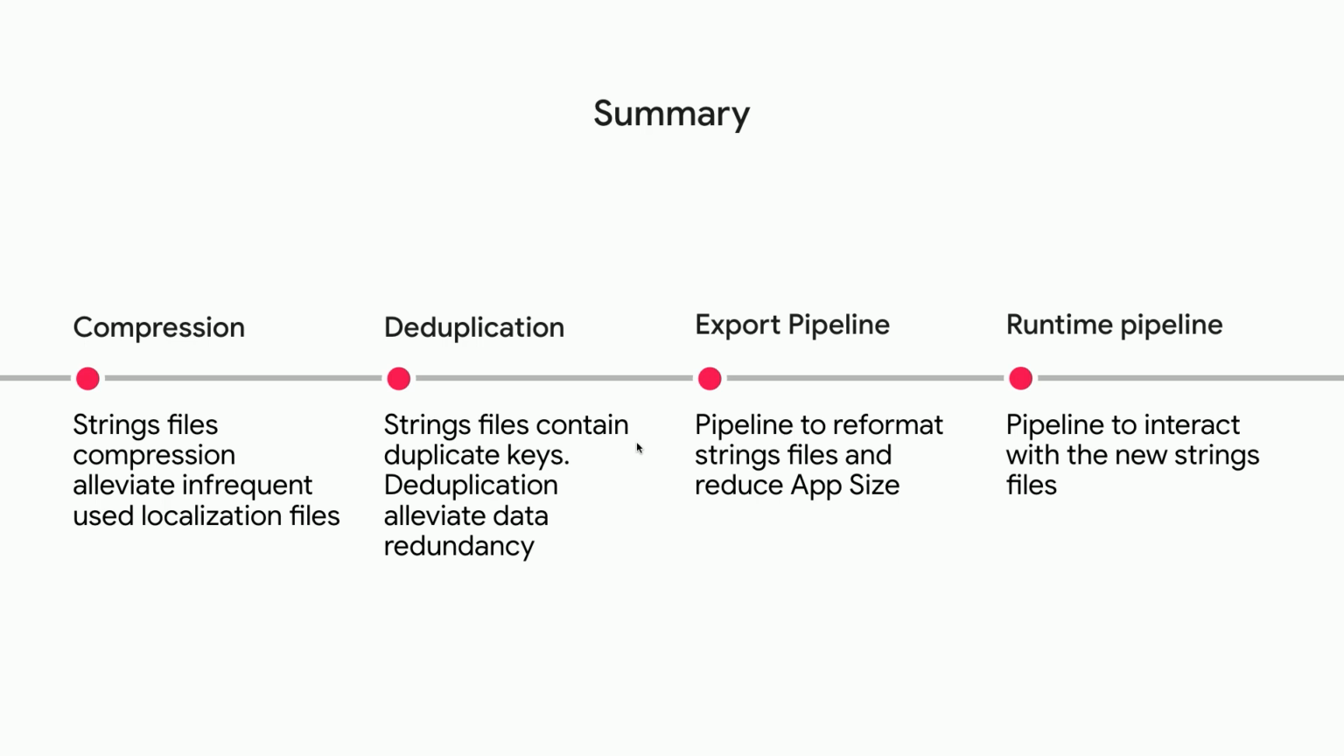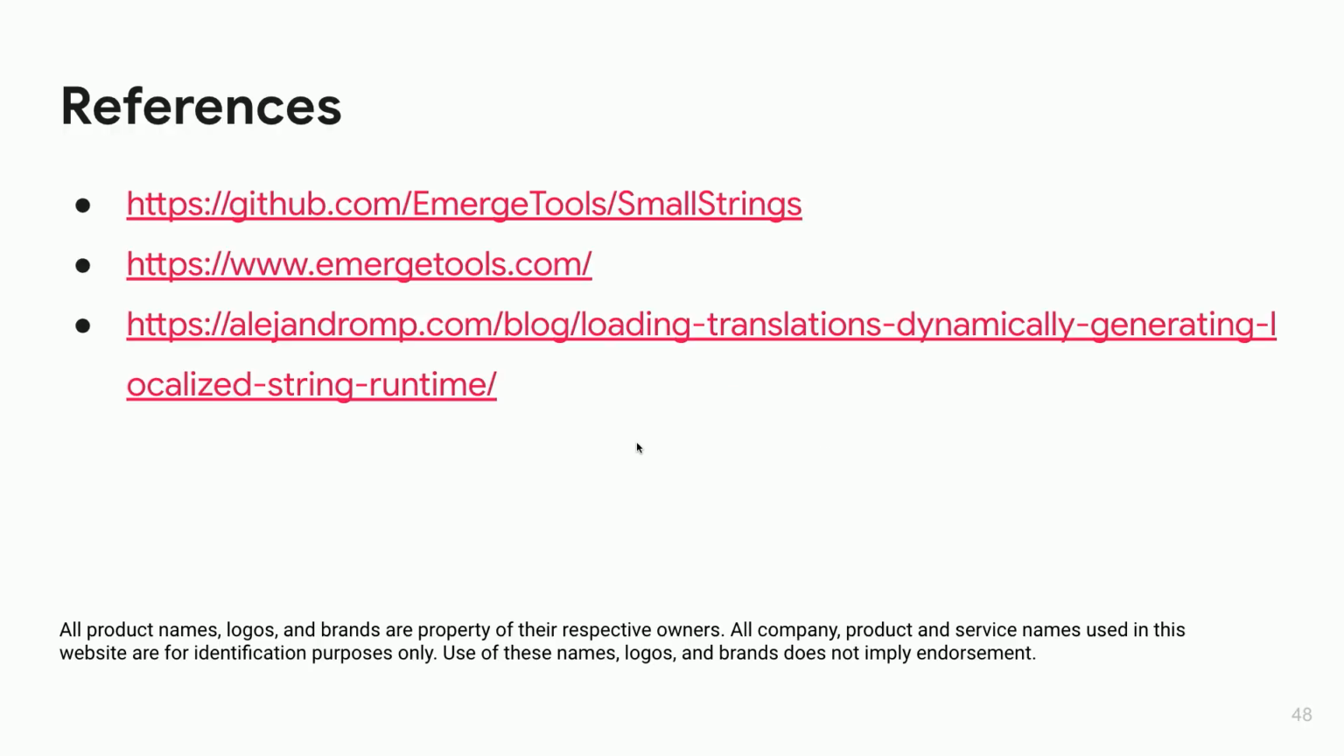So as a summary, we saw how compression can help us alleviate the app size of those infrequently used localization files. Then we saw how deduplication can remove redundant data in our strings files. Finally, we saw how Airbnb uses an export and build pipeline to reformat the original files, and how at runtime we work with the new format to provide localizations to the whole app.